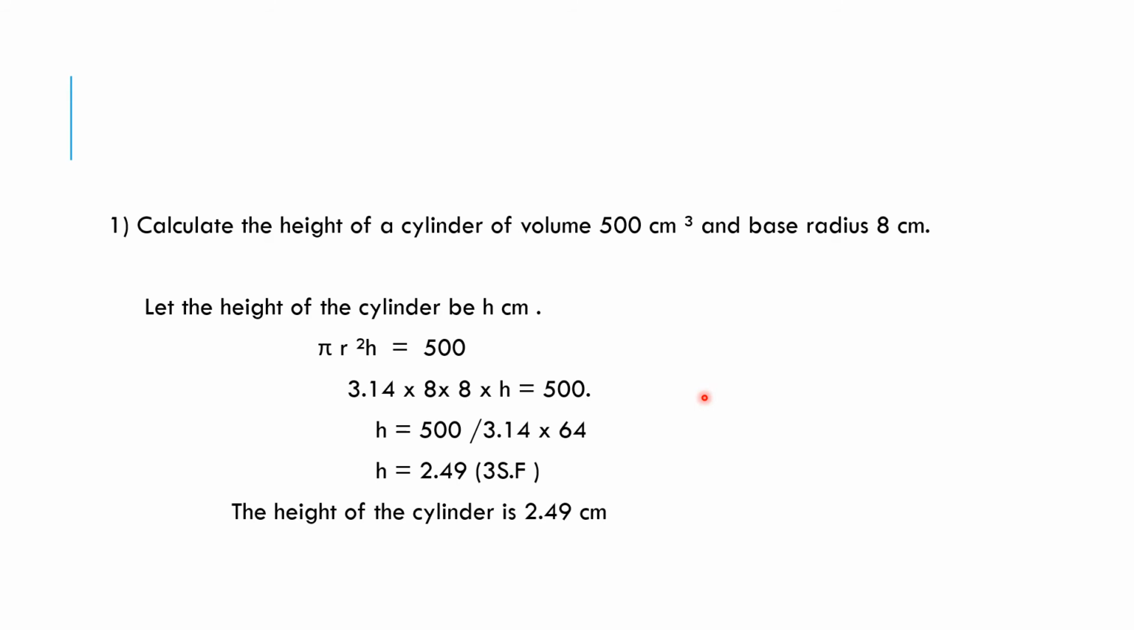Okay, let's have a look at some of the questions. Calculate the height of a cylinder of volume 500 cubic centimeter and base radius 8 centimeter. Let the height of the cylinder be h centimeter. Pi r square h is 500. 3.14 into 8 into 8 into h is 500. h is 500 over 3.14 into 64, and the height is given to be as 2.49 centimeter, which is correct to three significant figures. So the height of the cylinder is 2.49 centimeters.